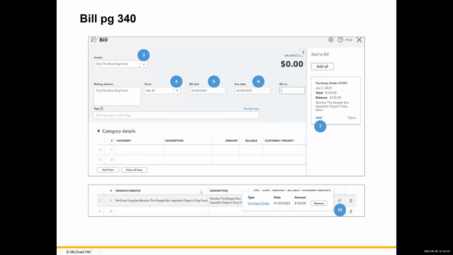So what does the bill look like? Well, who's the bill from? Well, only the best dog food.